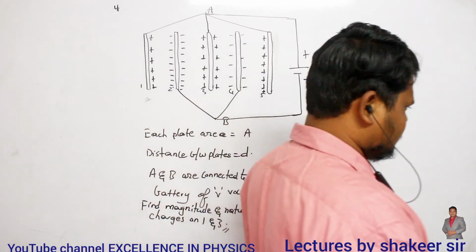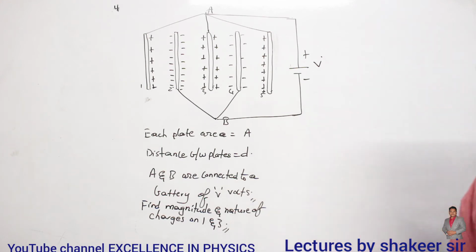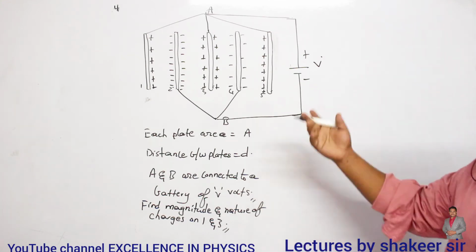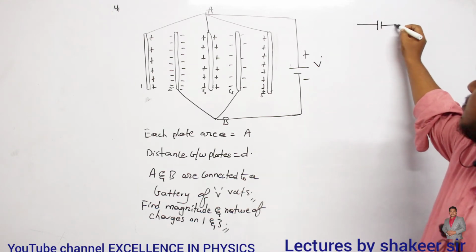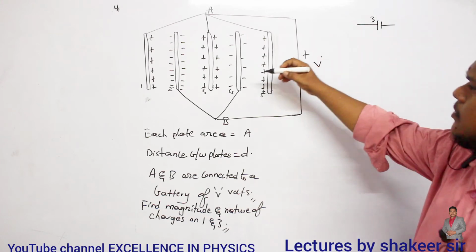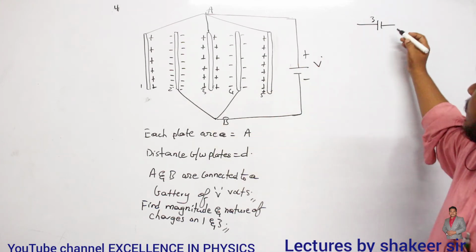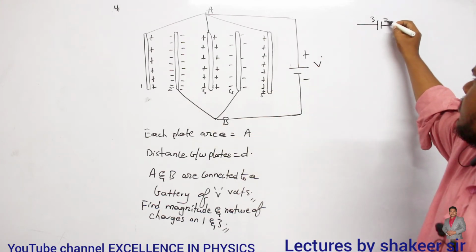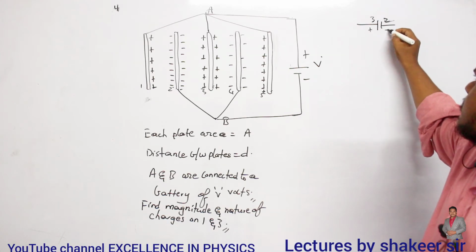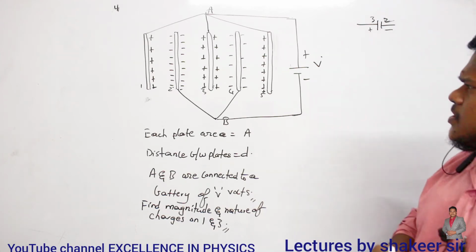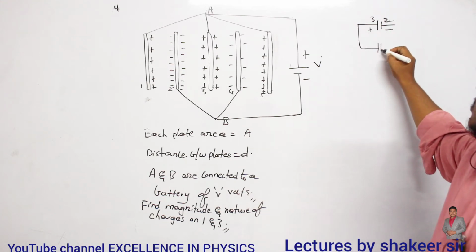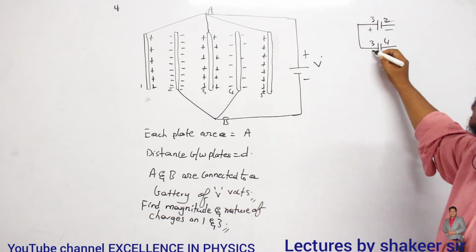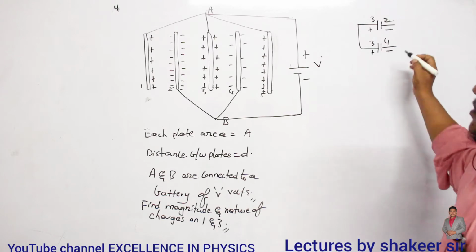Now let us try to redraw this in the form of a circuit. From which plate will we start? We will start from plate number 3. Okay. So 3 and 2 will form one capacitor. This is the positive plate, this is the negative plate. From the same 3, I will go to plate number 4. Clear? So 3 to 4, this is plus and this one is minus.